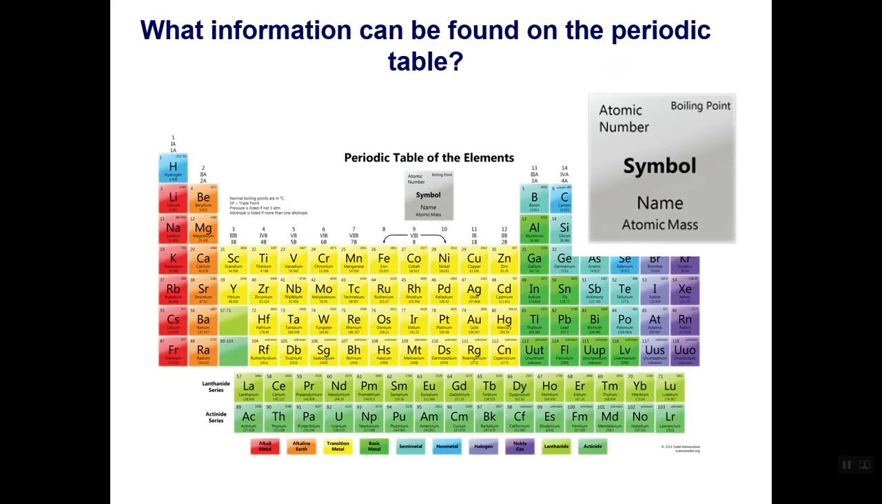Okay, so that's the general information on the subatomic particles of an atom. They have protons, they have neutrons, and they have electrons. Now, what information can be found on our periodic table? So this is probably something you've seen before in high school, maybe even middle school. But it's our periodic table of elements. This shows you all of the elements that are known to man at this point in time.